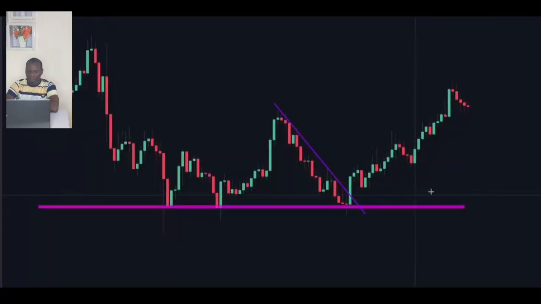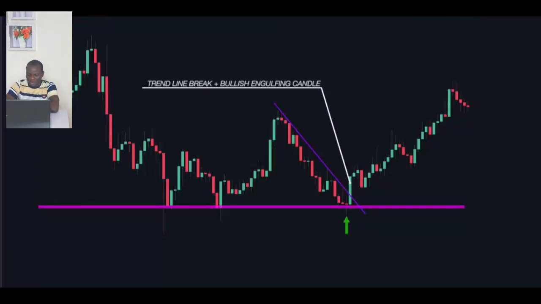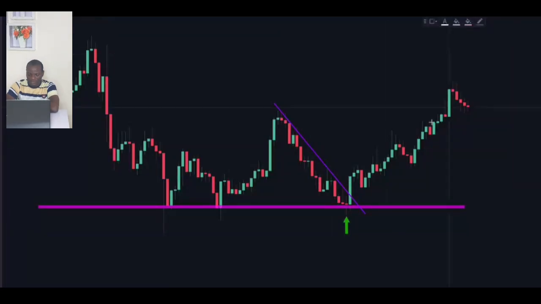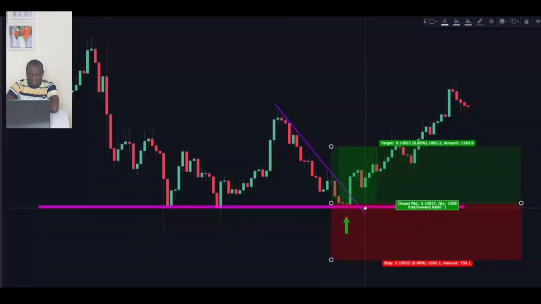Here in the weekly time frame, we can clearly see that there are three rejections of this level. Number one, the long wick candle rejecting it; number two, the break of the trend line; and number three, a bullish engulfing candle. These three rejections signify the heavy presence of buyers.